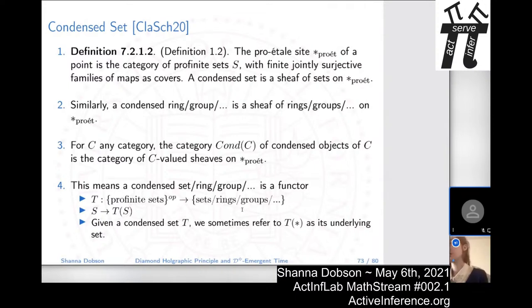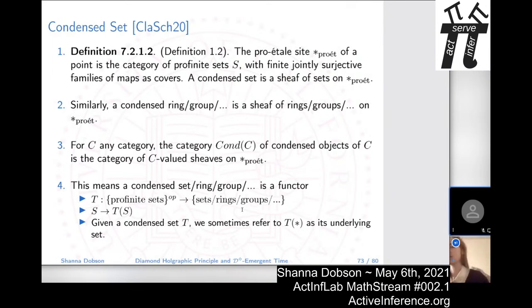So this condensed framework that I was talking about, I'll wrap up with this. I said the condensed framework was a sheaf over a point. Remember I told you the site is the place where you can put a topology. Peter and Dustin call this the pro-étale site of a point: the category of profinite sets S with finite jointly surjective families of maps as covers. A condensed set is a sheaf of sets on this site. So it's a sheaf of sets over a point, but the point is the category of profinite sets. You already have that kind of multi-scale in this point.